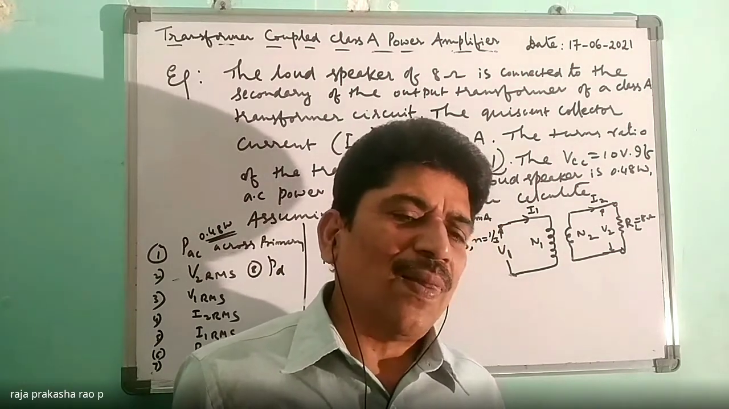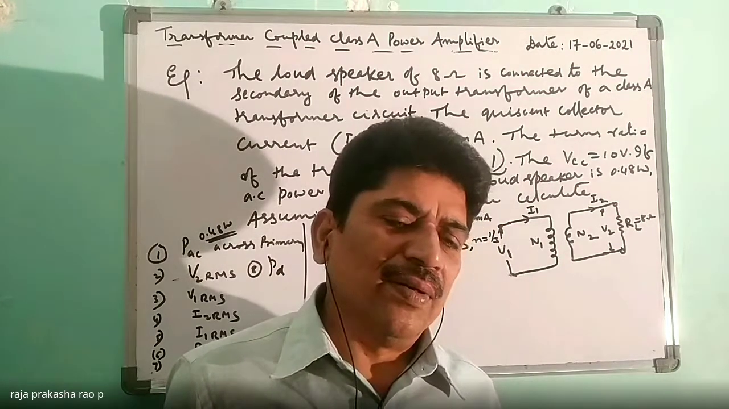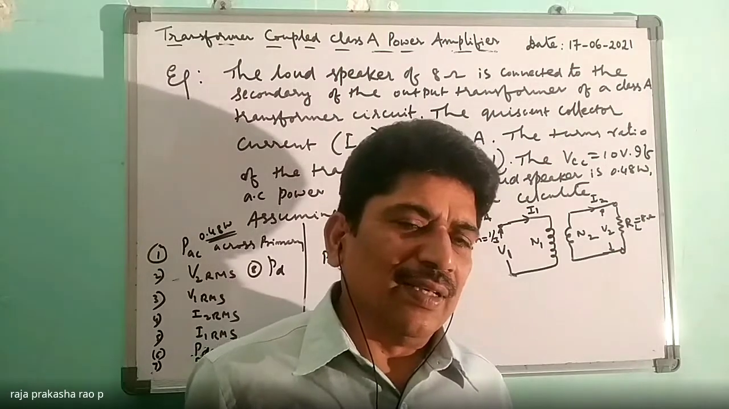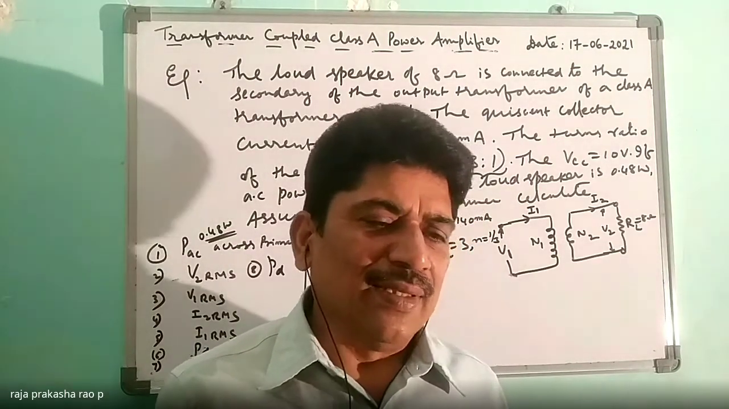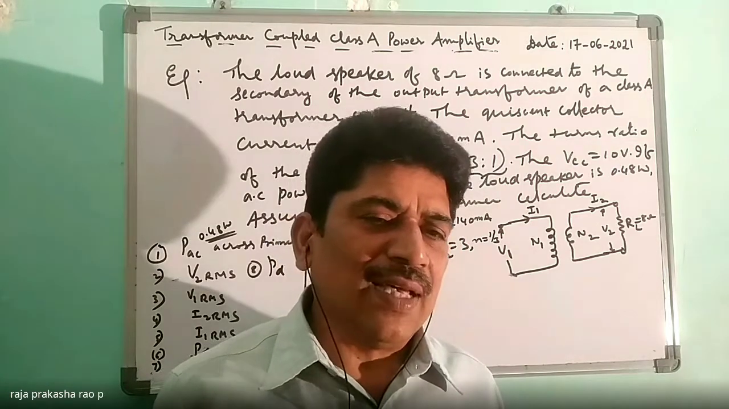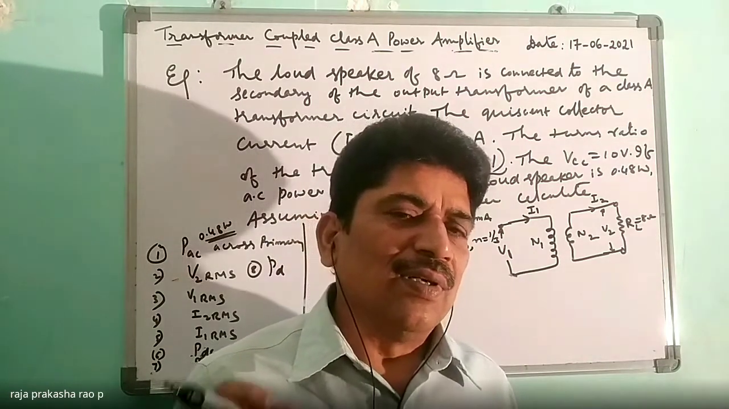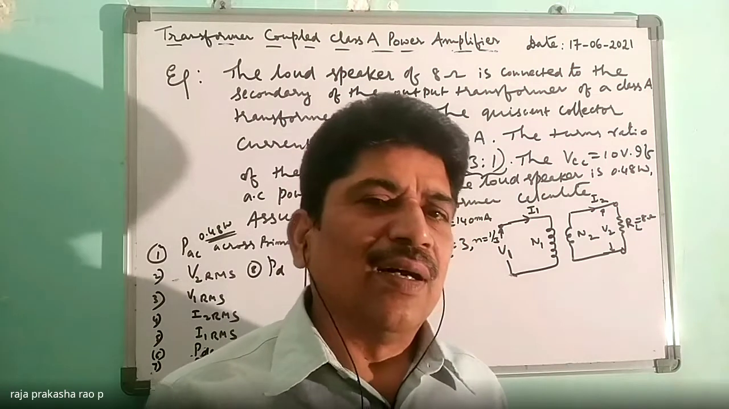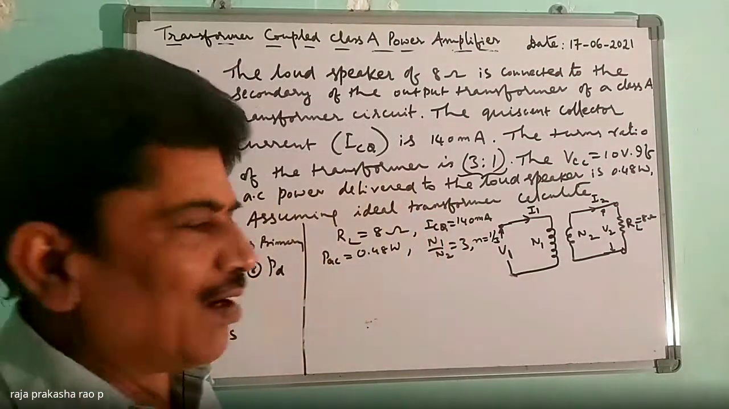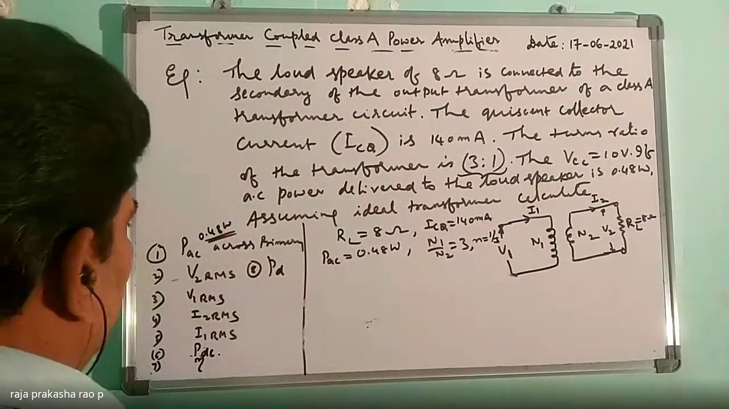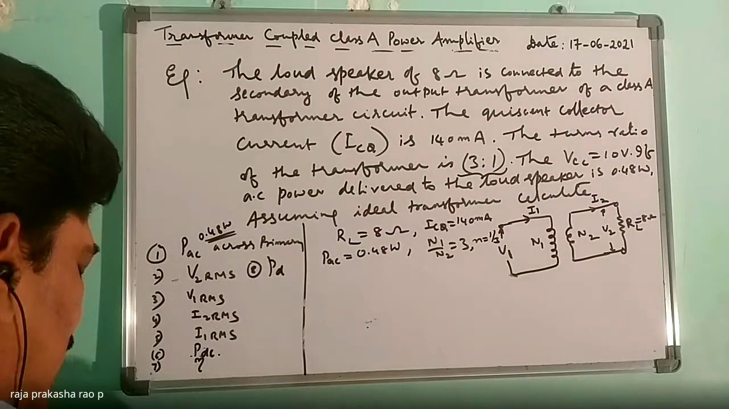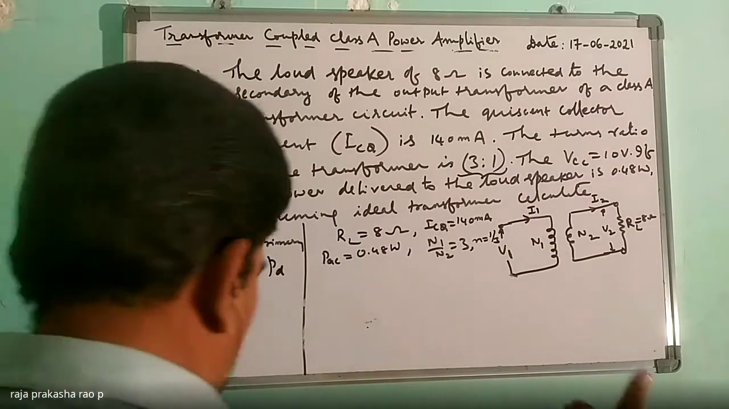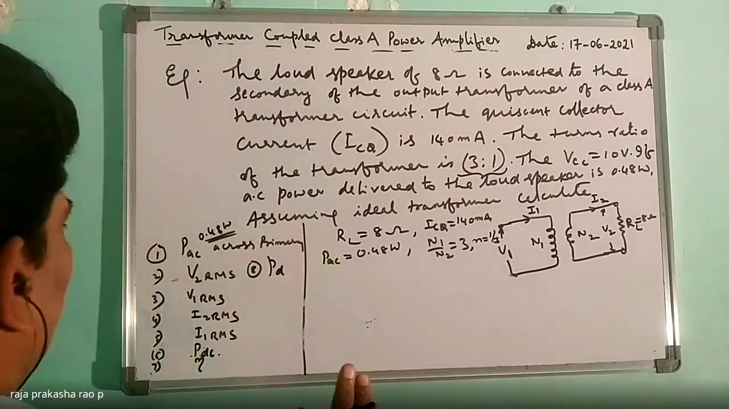V into I. Strictly speaking, it is VRMS into IRMS. And VRMS into IRMS is also equal to V square by R. Load is RL. Since we need this V2 RMS, first let us find out V1 RMS and then we will find out V2 RMS.